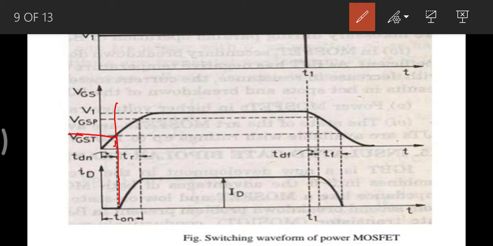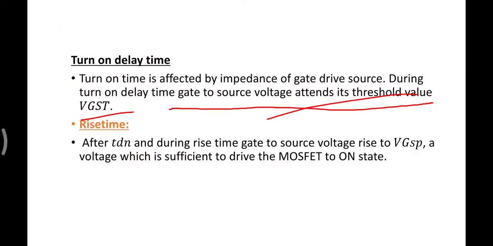So the time taken from this initial state, that zero state, to when it reaches the threshold gate-source voltage is called the delay time. It is denoted by TDN.